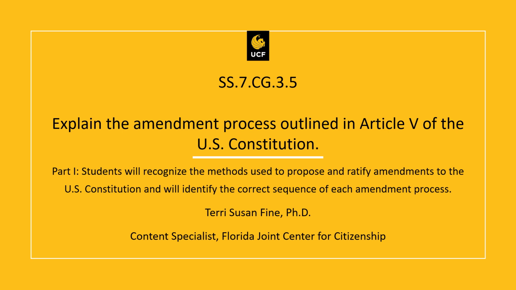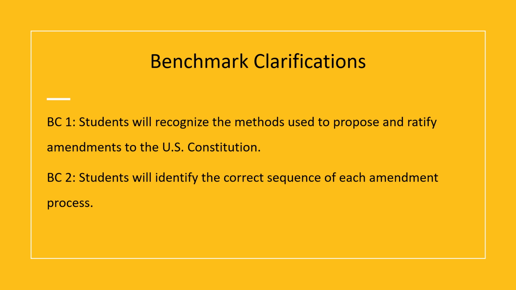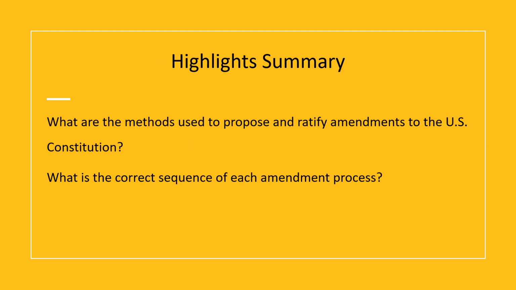Today we focus our attention on CG 3.5. In this benchmark, we explain the amendment process outlined in Article 5 of the U.S. Constitution. In Part 1, students will recognize the methods used to propose and ratify amendments to the U.S. Constitution and will identify the correct sequence of each amendment process. Our benchmark clarifications include Benchmark Clarification 1, recognizing the methods used to propose and ratify amendments to the U.S. Constitution, and Benchmark Clarification 2, focusing on the correct sequence of each amendment process.